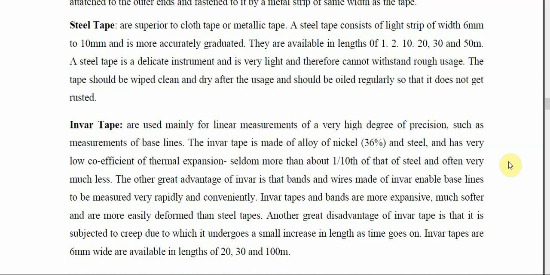is used when a very high degree of precision is required, such as measurement of baselines. The invar tape is made of an alloy of nickel and steel and it has a very low coefficient of thermal expansion. That is, it does not expand and contract depending on temperatures that much.